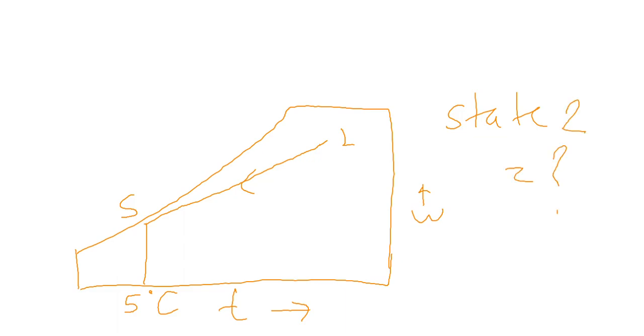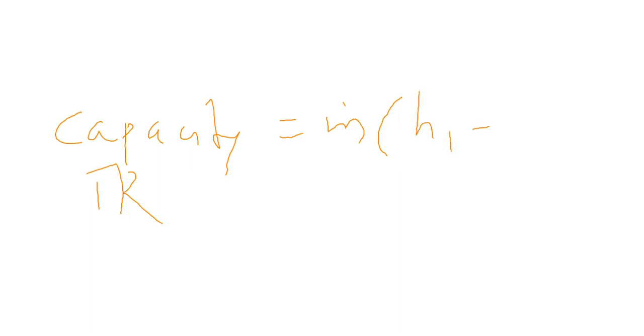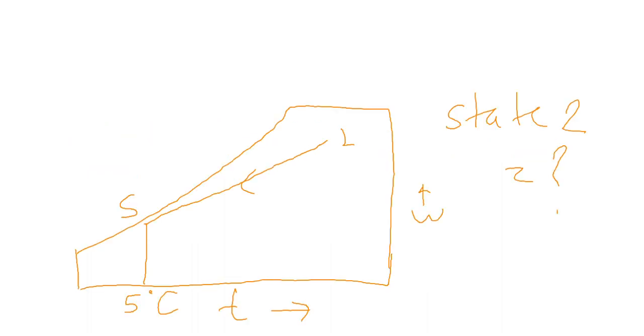Now how do we determine state 2? For that, we make use of the concept of the energy balance of the coil. The energy balance of the coil says that the capacity of the coil in terms of refrigeration is the mass flow rate times (H1 minus H2), where H2 is unknown. Let us say that this is your state 2, which is to be found out.